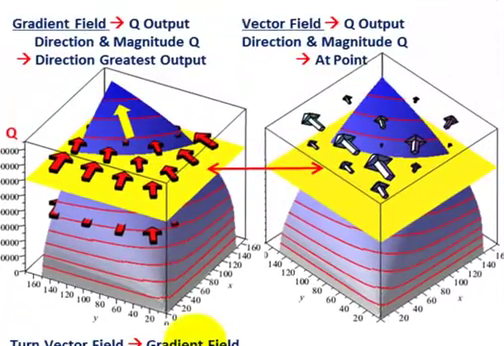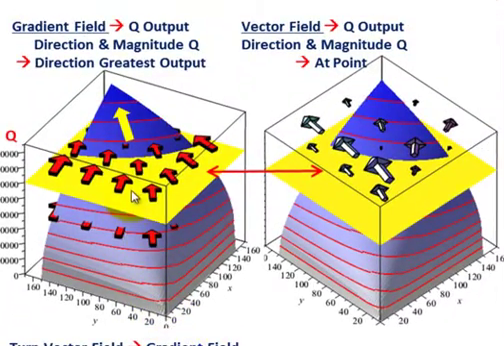Okay, so let's just go up here and make a comparison. What I'm showing here, these red arrows, that's our gradient field, and that's our output. That's the direction and magnitude of our output Q, and that's the direction of the greatest output. So they're pointing in the direction of the greatest output. Okay, so that's what we're going to be working with, and when we're working with this lambda, this Lagrange multiplier, we're working with gradients.